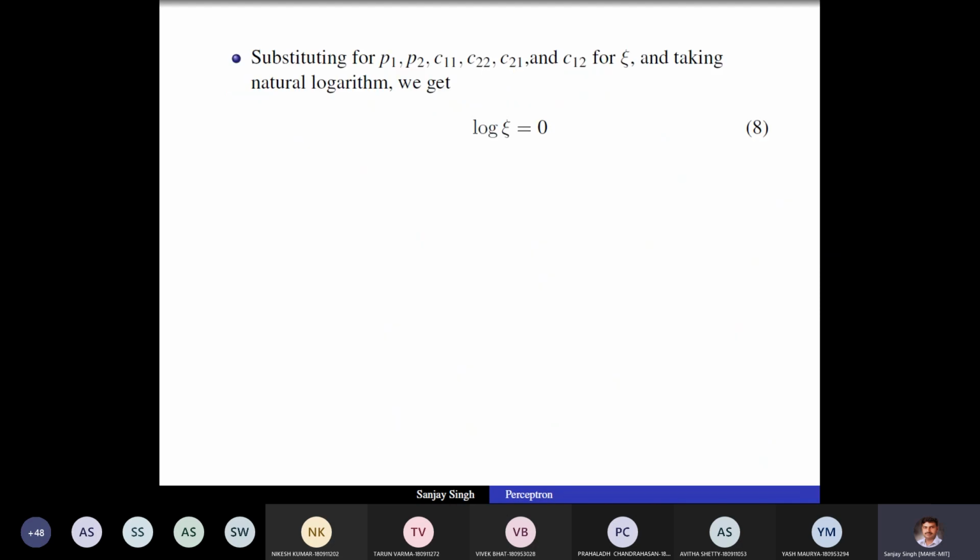Now when you substitute the values of P1, P2, C1, C2, etc. for Z, this log Z comes out to be 0 for a simple reason: P1 and P2 are constant, 1 by 2 and 1 by 2, and C1, C2, etc. are basically C22 and C11, and the cross terms C21 and C12 are the same, so they get nullified. So the overall value comes out to be 1. So log 1 is 0. So log Z is 0.